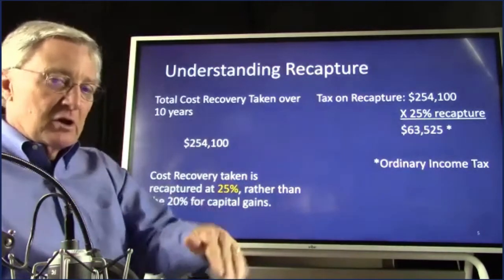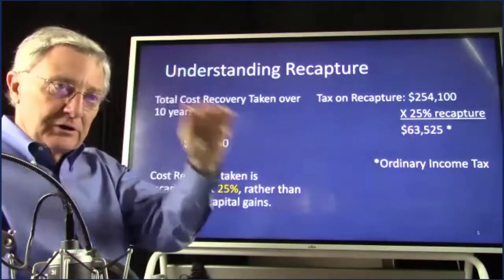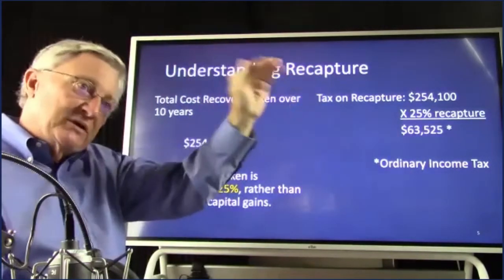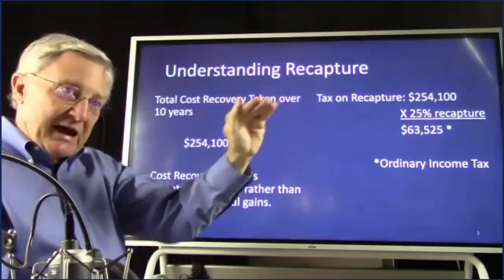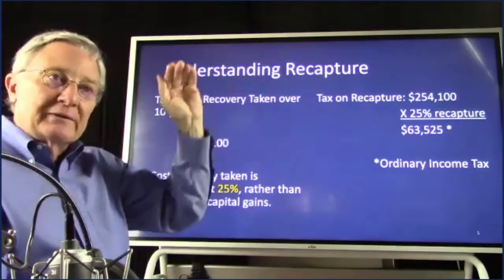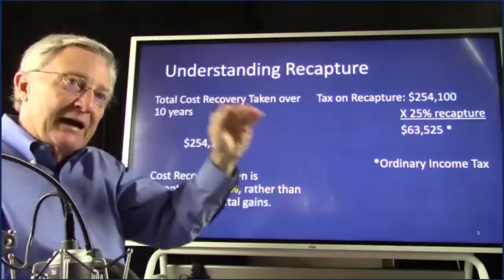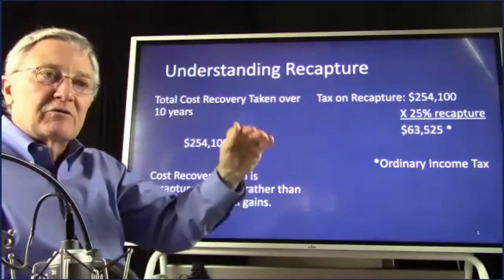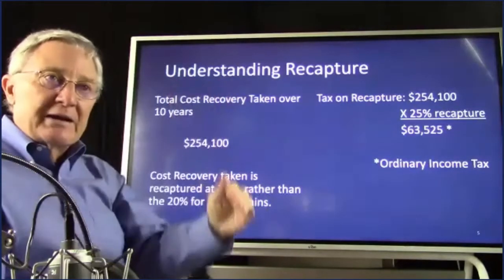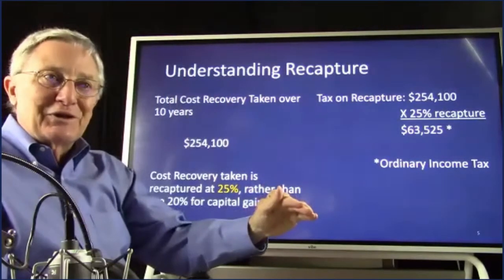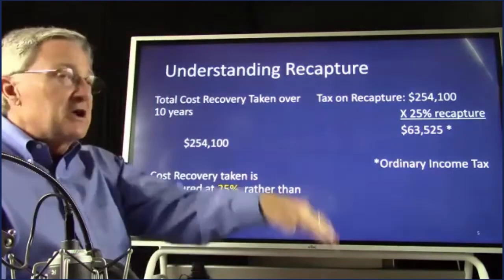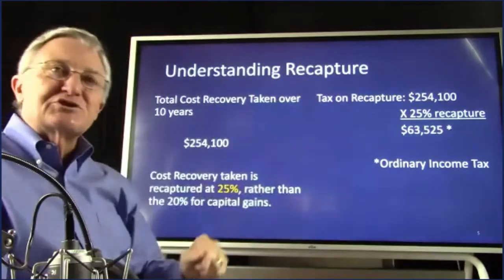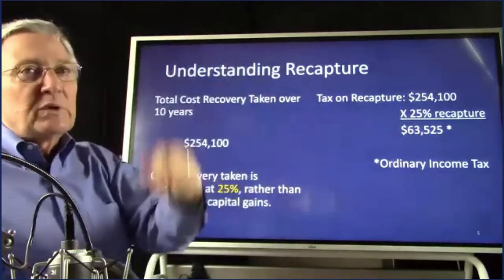Kind of makes sense. When you're taking it currently, it's sheltering the ordinary income that the real estate produces, so you don't pay taxes on that. And more than likely, you're going to be in a higher tax bracket than 25%. So cost recovery is taken right now. Sooner is better than later. You get to take the write off. You probably get to take it at a higher tax rate than 25%, but then you have to recapture it.